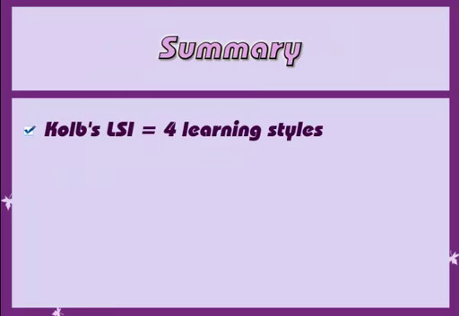In summary, Kolb's learning style inventory describes 4 learning styles: accommodating, assimilating, converging, and diverging. These learning styles indicate dominant learning tendencies which are not fixed traits but a manner in which the mind operates. Additionally, most people do not exclusively learn using a single style.